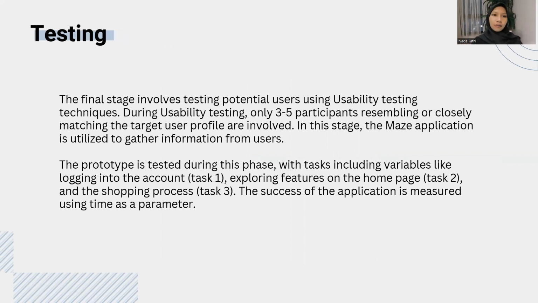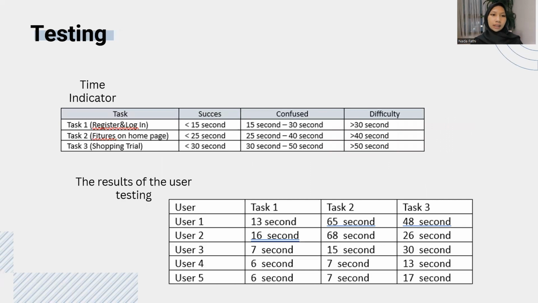The last is testing. The final stage involves testing potential users using the usability testing technique. During usability testing, only 3 to 5 participants resembling or closely matching the target user profile are involved. In this stage, the MES application is utilized to gather information from users. The prototype is tested during this phase. These tests include variables like logging into the account in test 1, a quality filter on the home page in test 2, and the tracking process in test 3. The success of the application is measured using time as a parameter. And this is the time indicator.